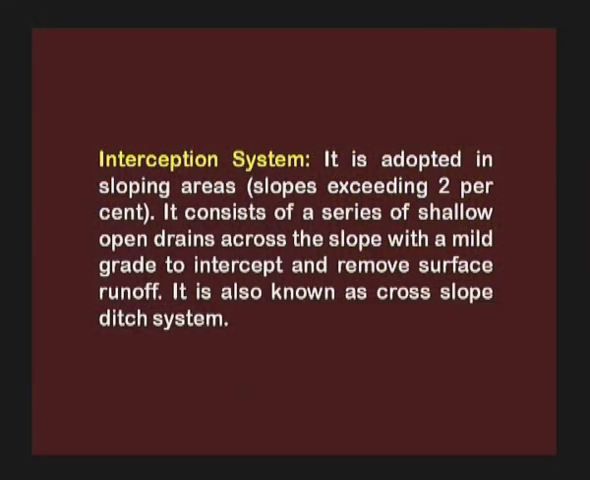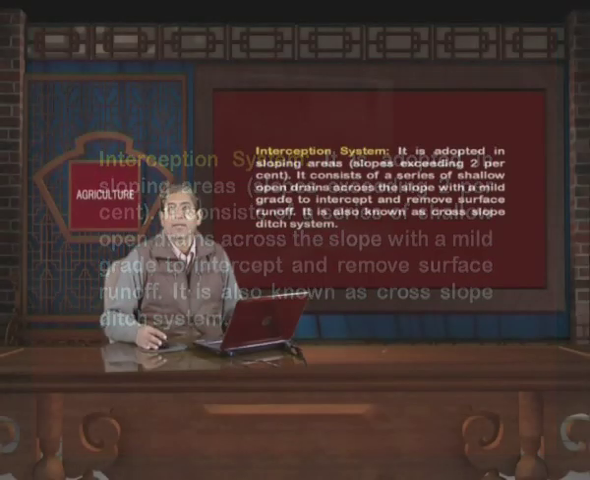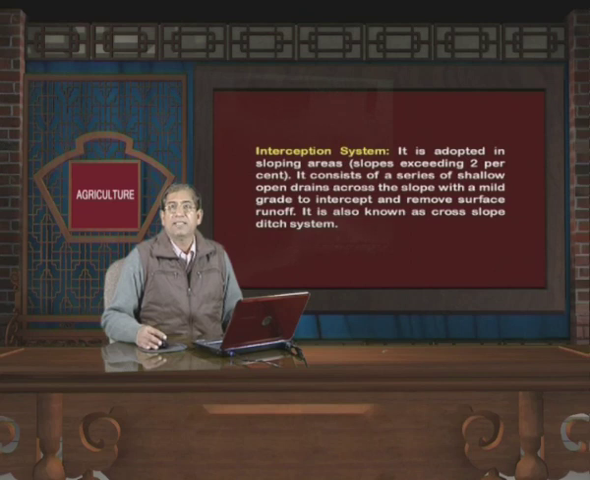Interception system. It is adopted in sloping areas where slope exceeds 2%. It consists of a series of shallow open drains across the slope with a mild grade to intercept and remove surface runoff. It is also known as cross slope ditch system. This system is adopted in such a manner that there is minimum erosion of the soil with the runoff water.